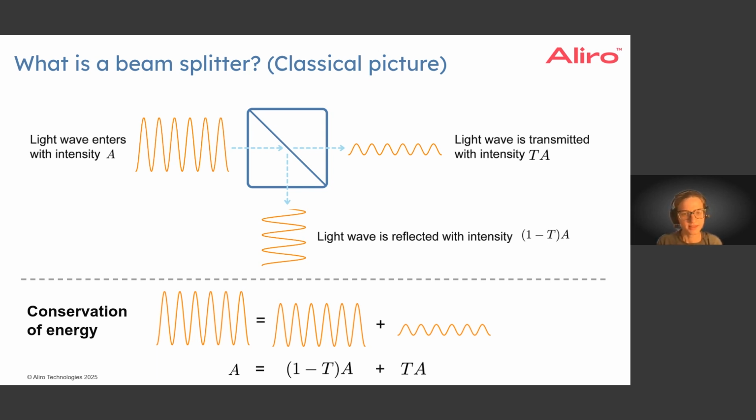So we can see that this will conserve energy. As I mentioned earlier, the intensity of the light is related to the energy. So we have this expression, A equals (1 minus T)A plus TA. This expression is always true. And this just means that our beam splitter is going to conserve energy and none of this light is somehow getting lost.